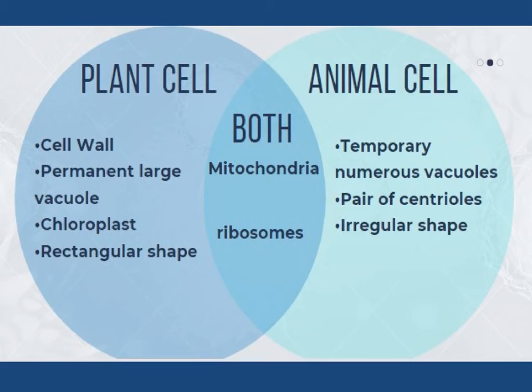Plant cells have a specialized organelle for photosynthesis known as chloroplast. However, animal cells lack chloroplast, therefore they cannot photosynthesize. Animal cells have a pair of centrioles. However, plant cells do not have a pair of centrioles. Both plant and animal cells have ribosomes to help them in protein synthesis. Also, both plant and animal cells have mitochondria to help them respire.